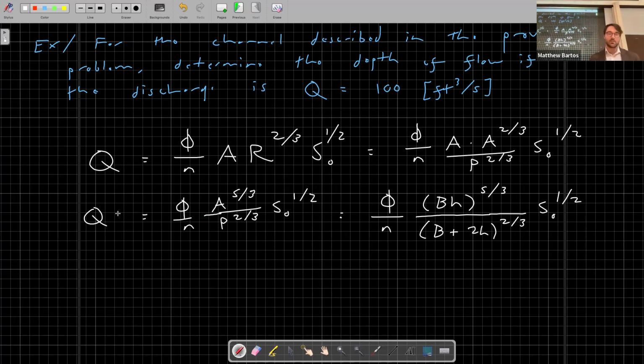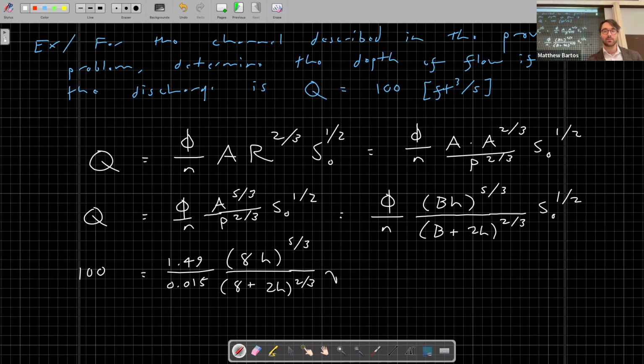And we could substitute in numeric values here. So we have 100 is equal to 1.49 divided by 0.015 times 8 times H to the 5/3 divided by 8 plus 2H to the 2/3 times the square root of 0.0004. But as you can see here, we're not going to be able to solve this problem by hand. So we're not going to be able to isolate H on one side. So this is going to have to be solved iteratively.